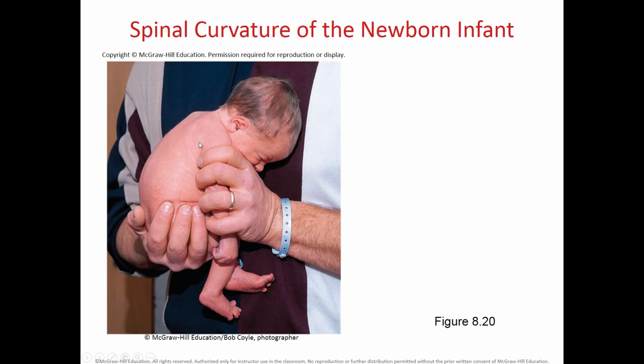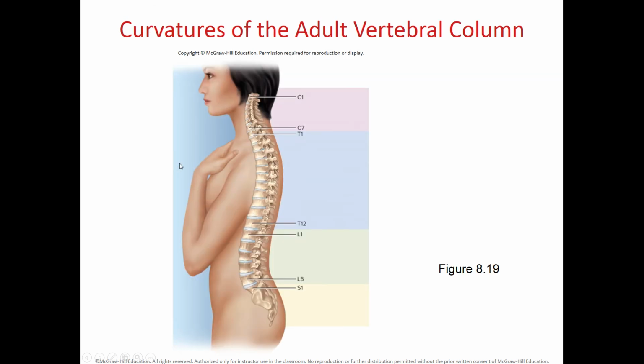So these are the spinal curvatures of the newborn. This will be the thoracic. And then you can see it here in the adult. This one, the cervical, is secondary. Why? Because we develop it as we are lifting our head. And then this will be the lumbar, the one that we develop as we start walking.